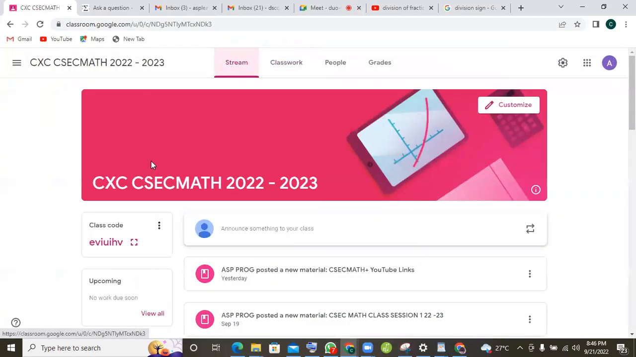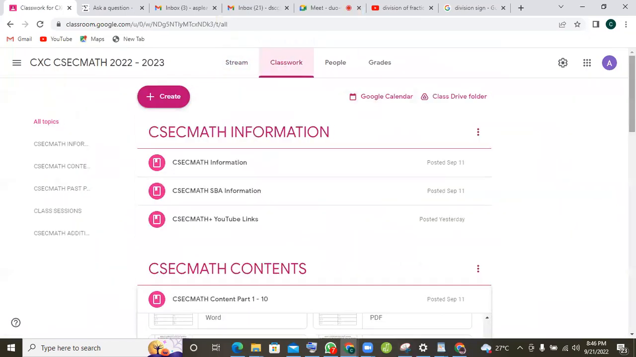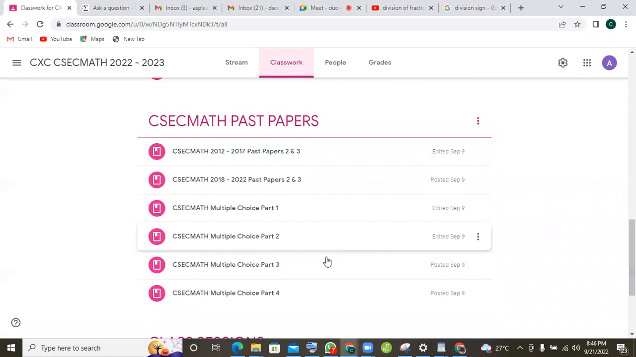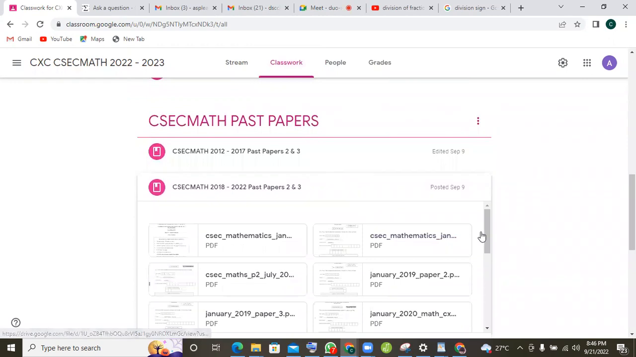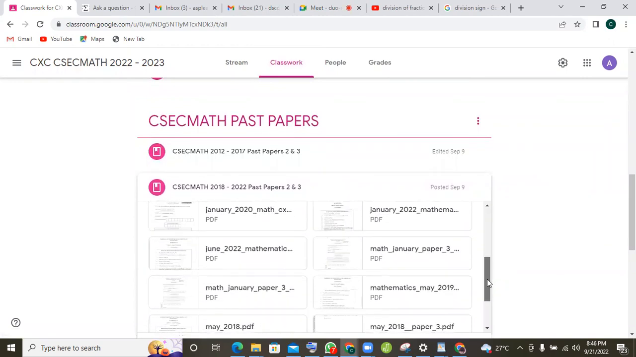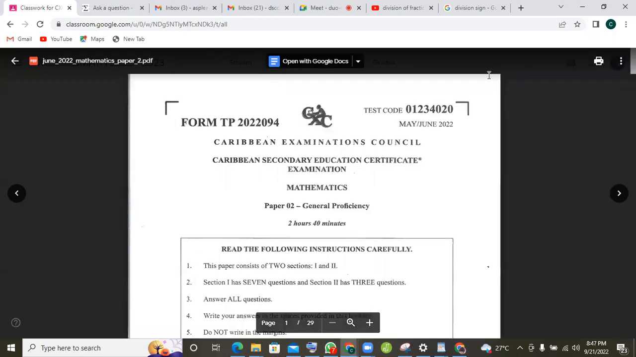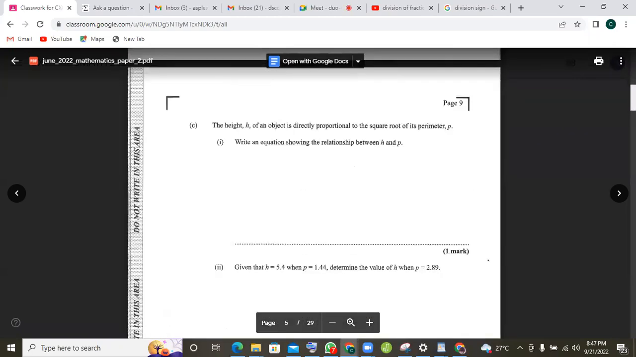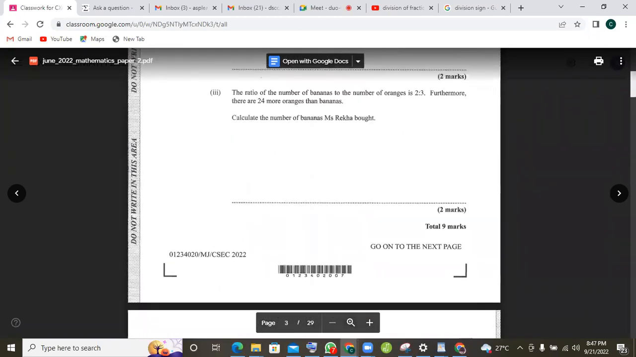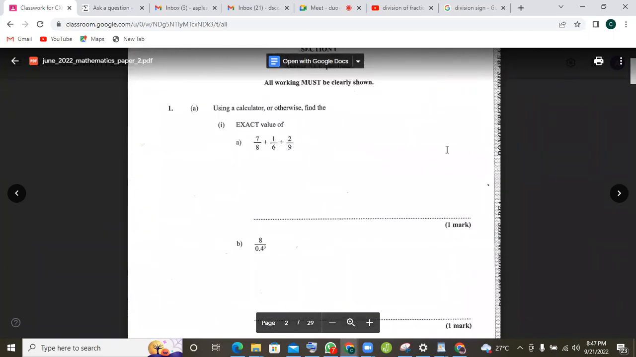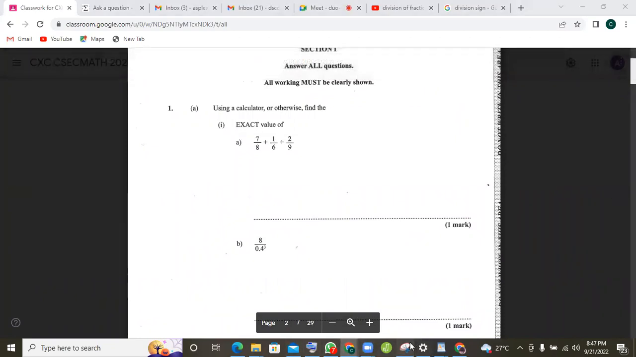Here it is. You go to Classwork. We go to Past Papers. Let's take a recent past paper. Let's start from the most recent one, 2022, this year, June 2022. How did CXC test the candidates on fractions? What fraction question did they put? How is the fraction question looking? Here it is. So let us grab it.